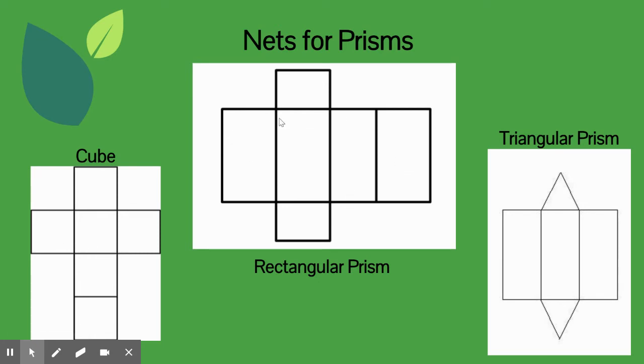This is a rectangular prism. So you have three sets of rectangles on here. You have one set here, and one set here. And so that would be 3 sets of rectangles that are different. And you would find the area of each. And then a triangular prism, the bases are triangles. That's why it's a triangular prism. And then the other 3 are rectangles. Okay.